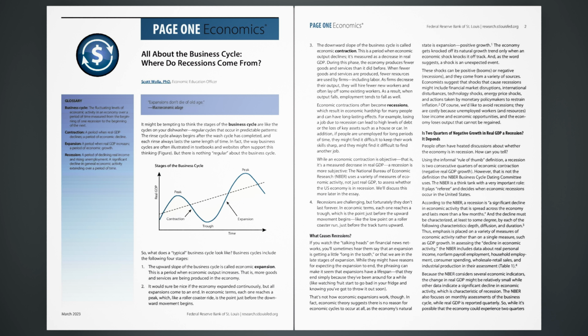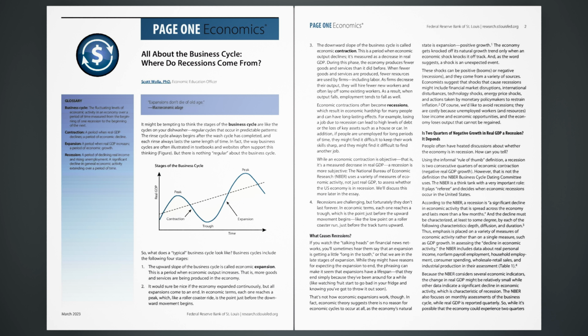This is a period when economic output declines. It's measured as a decrease in real GDP. During this phase, the economy produces fewer goods and services than it did before. When fewer goods and services are produced, fewer resources are used by firms, including labor. As firms decrease their output, they will hire fewer new workers and often lay off some existing workers. As a result, when output falls, employment tends to fall as well. Economic contractions often become recessions, which results in economic hardship for many people and can have long-lasting effects.